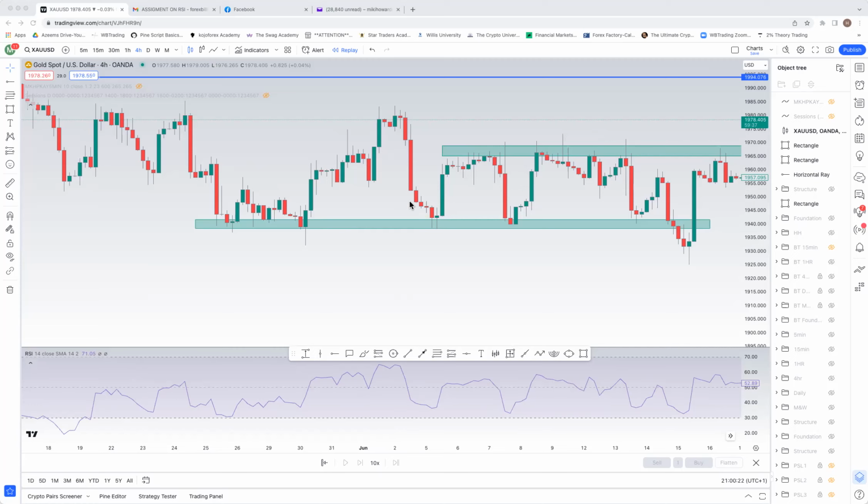Okay, let me find the assignment. What's the assignment? Confluence zones template. Trend line break. Confluence zones template. Yeah, so I found it. So let me just tell you the assignment and then we will pick things up from there.